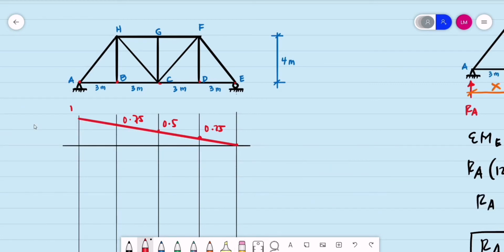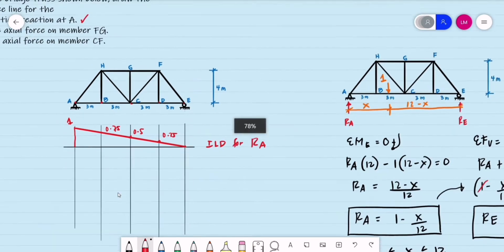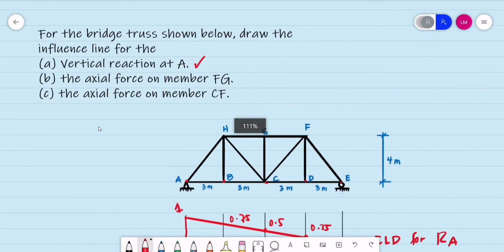So we have the ordinates, that is 1, 0.75, 0.5, and 0.25. So this is the influence line diagram. Let's say this is the ILD for the vertical reaction at A. So that will be for the first requirement. So let's try letter B: the axial force on member FG.